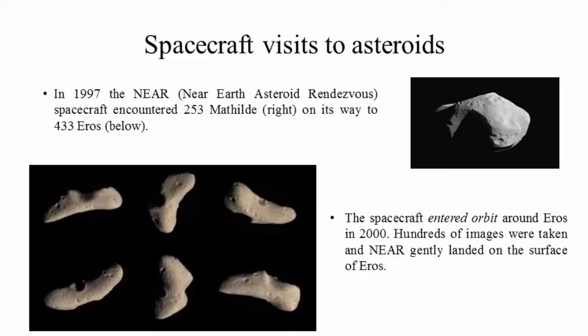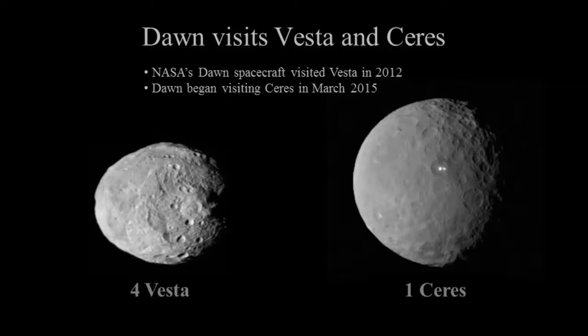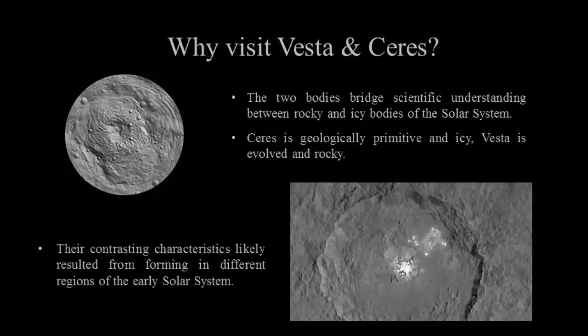More recently, NASA has sent the Dawn spacecraft to visit two of the largest asteroids, Ceres and Vesta. The spacecraft was first put into orbit around Vesta in 2012, and then after several years, it left orbit there and headed over towards Ceres. These were two fascinating worlds, and that's exactly why they were selected. Why would you want to go to two different bodies? Well, simply put, because of their difference. It turns out that Ceres is somewhat primitive and icy, whereas Vesta appears to be somewhat more rocky and more evolved.